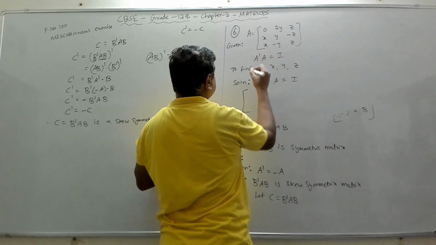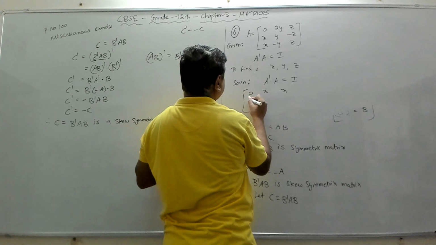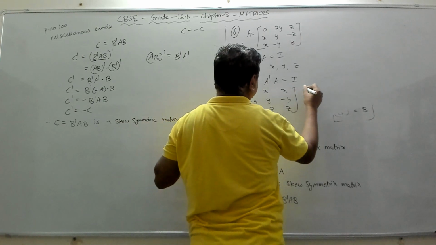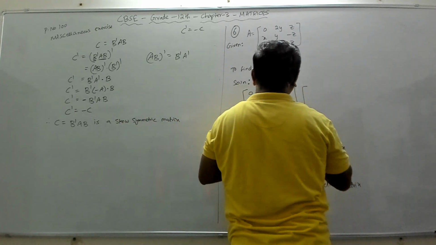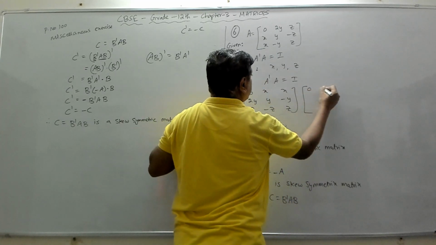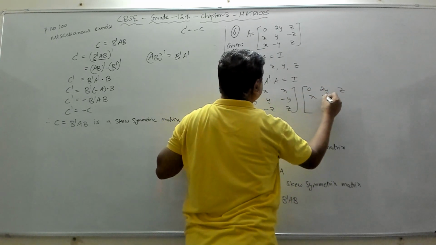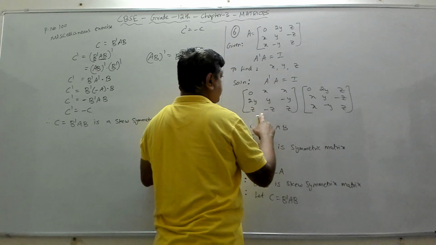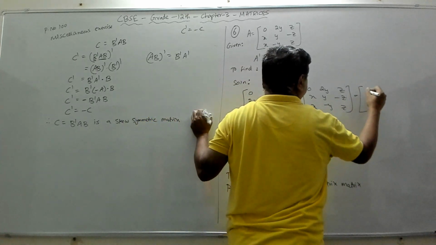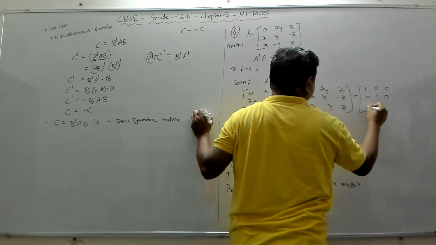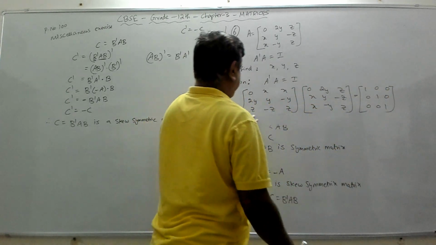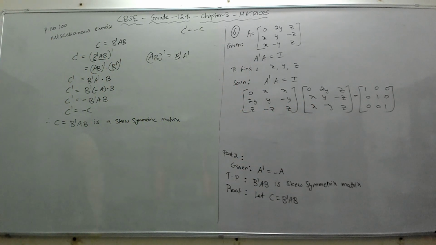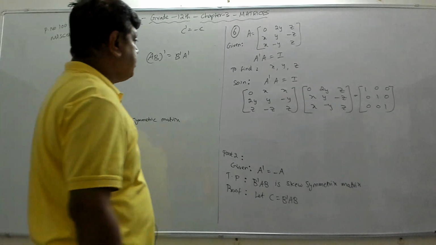A transpose is the transpose of this. That will be 0, x, x; 2y, y, minus y; z, minus z, z, into the A matrix, which is 0, 2y, z; x, y, minus z; x, minus y, z. If you multiply A transpose into A, you get the identity matrix 1 0 0, 0 1 0, 0 0 1. So we have to equate this and then find the value of x, y and z. So we need to multiply them.